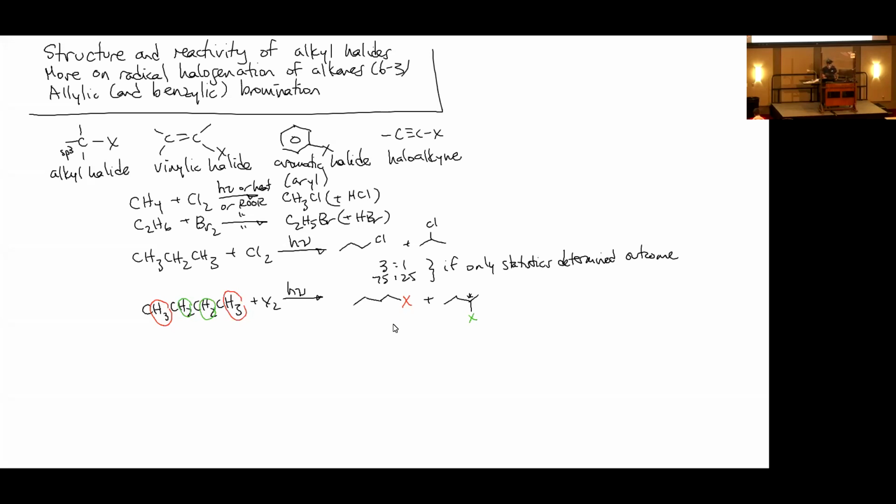So if only statistics determined the outcome, we would predict that this would be 3 to 2, or if you will, 60-40, right? You can write it either way. I don't care which way you do it. If only statistics ruled the day. In other words, if only random chance determined the outcome of the reaction. If there was nothing else governing which product you got, then random chance. We would expect to get that product ratio.